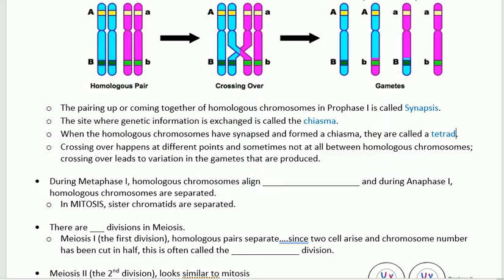So it's important for you to understand that crossing over is going to happen at different points. And sometimes it doesn't happen at all. It's very random. It is a random event. But it's going to lead to that variation in gametes that are produced.